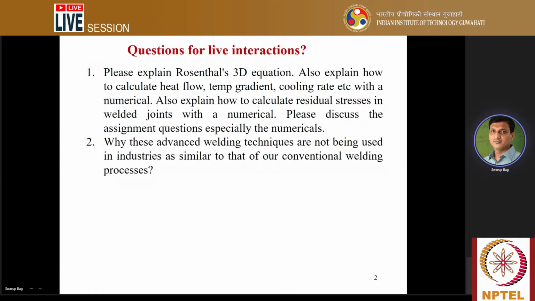Now the second question is why these advanced welding techniques are not being used in industries similar to our conventional welding processes. Definitely, any welding process that is developed is being used by the industry, but they have specific applications. Probably we have not seen the application. I have explained several welding techniques associated with the laser, and the advancement of laser welding and laser micro welding specifically. That micro welding process is used by the industry, but in a very micro scale process.